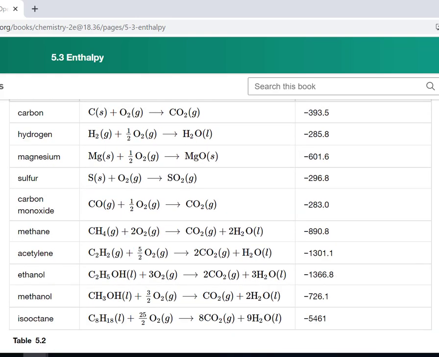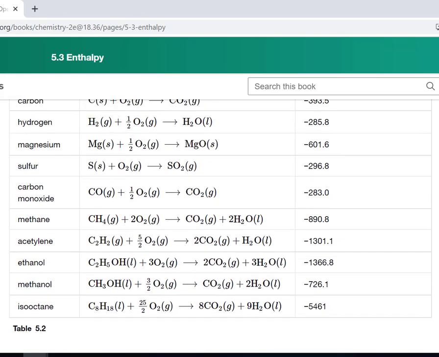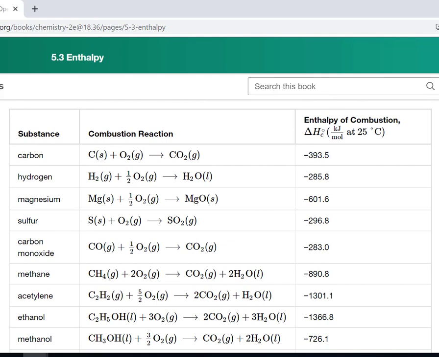Here's a table listing standard molar enthalpies of combustion. You could look up any of these and make a comparison. For sulfur, for every mole of sulfur that reacts, you would have negative 296.8 kilojoules being released. You see the units up here, kilojoules per mole at 25 degrees Celsius. For this one, for every half of a mole of oxygen that is reacted, you would release 283 kilojoules. In each of these you can see that they are negative. Combustion reactions are mostly exothermic.